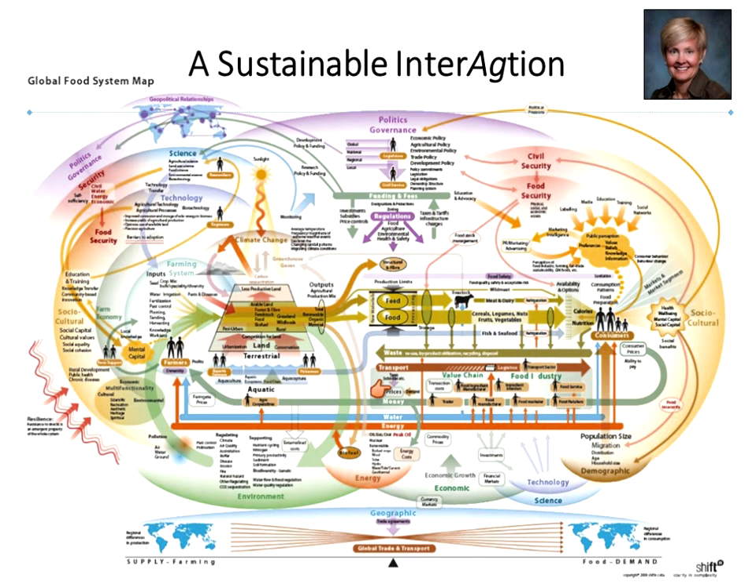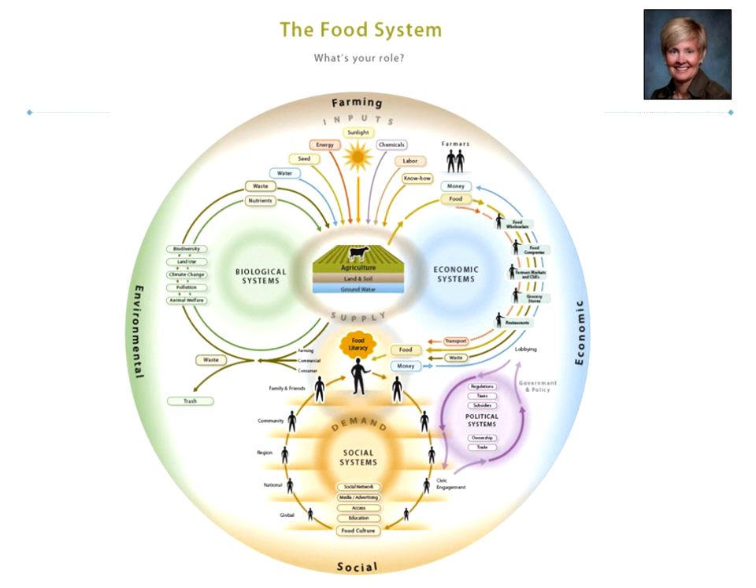So if I take a look and maybe try to simplify that just a little bit, what's your role in this food system? All right, so we have it a little bit more simplified: environmental, farming, economic, and social.